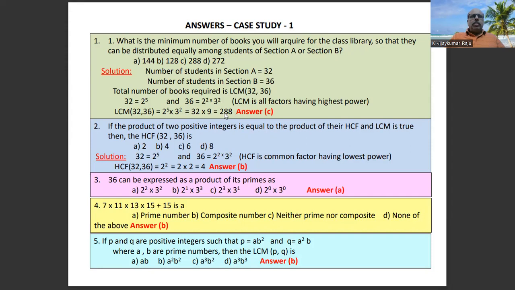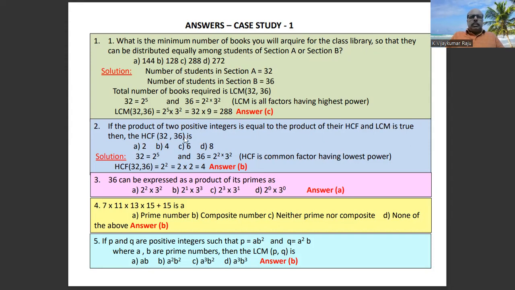So that means they have to acquire 288 books for the class library so that they can be distributed equally among section A and section B. So this was the first answer. Now let us see the second question. The product of 2 positive integers is equal to the product of HCF and LCM. This is true, okay.